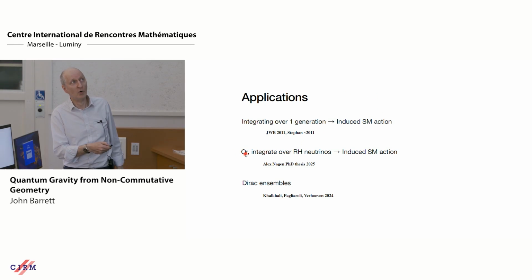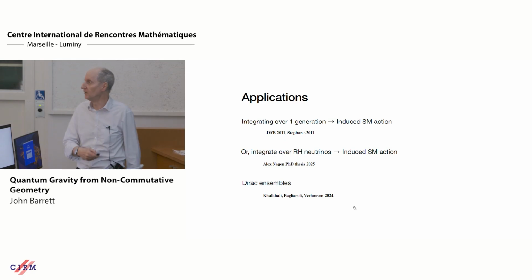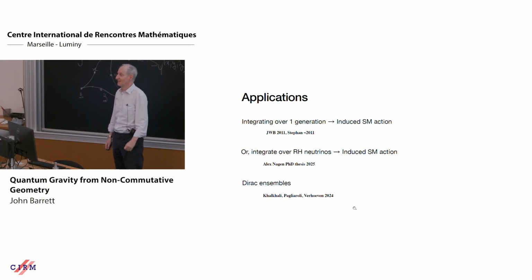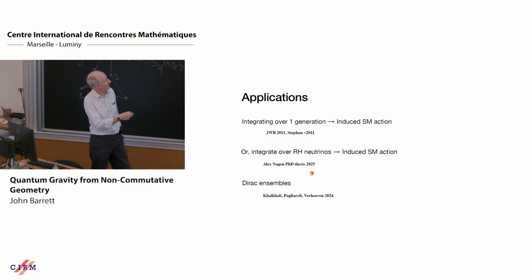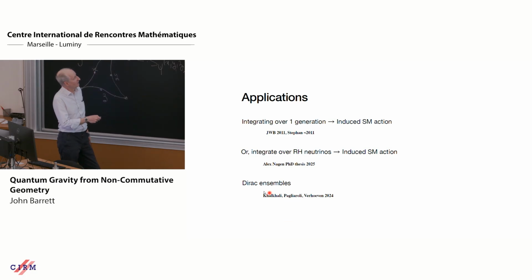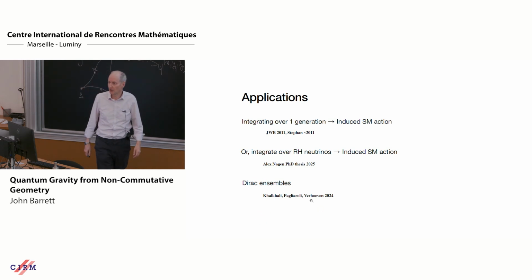Or, more physically perhaps, if you just integrate over the right-handed neutrinos, a similar thing happens. And my student, Alex Nagan, is putting this in his PhD thesis. It's been examined, so it'll be out very soon. And finally, you can put the fermion integral into the Dirac ensemble and play the same game as I did with the random Dirac operators, but with the fermion action as well. And this is what Masood and his collaborators have been doing recently.